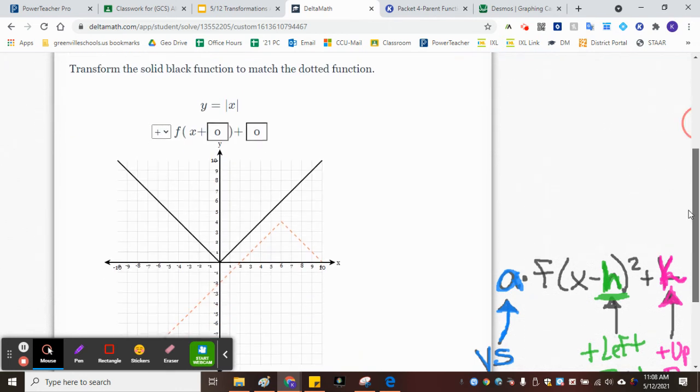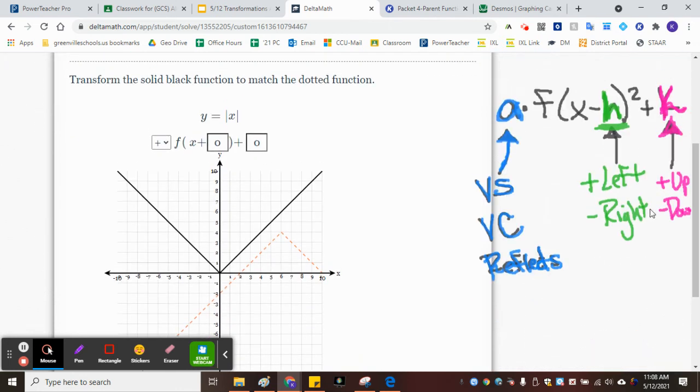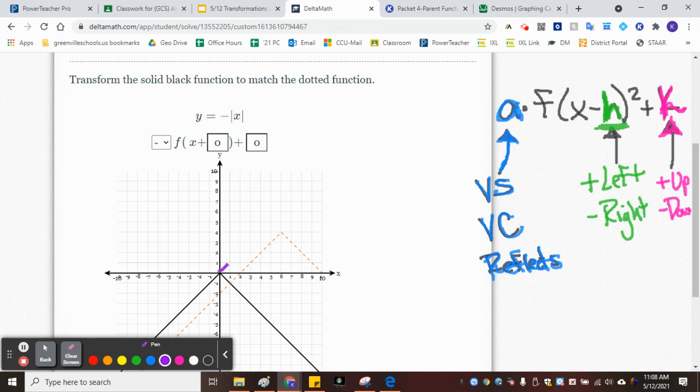All right, now we have an absolute value equation, but it's the same. It's the same steps. So as you can see, my V shape absolute value is flipped down now. So it's going to be negative, reflected down. And now I'm still looking at my vertexes. And I'm moving 1, 2, 3, 4, 5, 6. So now I'm moving right 6 and up 4.